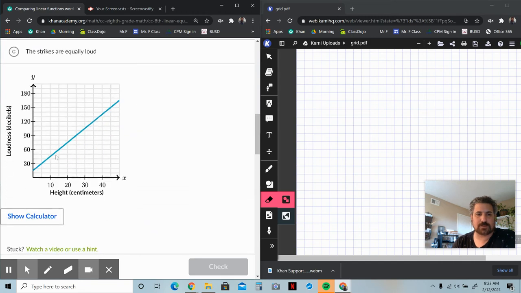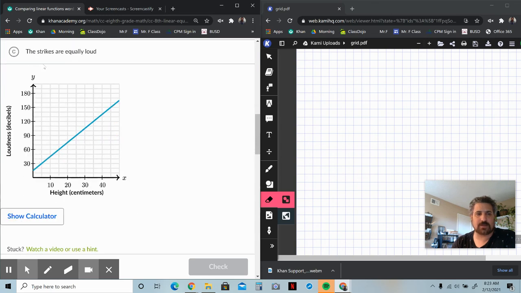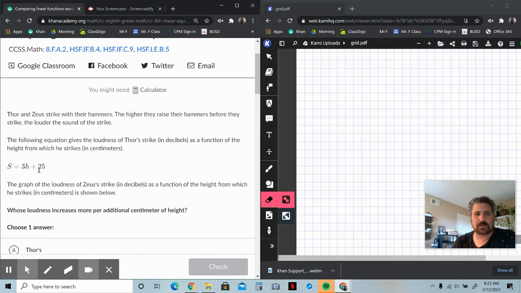Okay, so this is the function here. So basically, you're looking at it, you're seeing that the x-axis is the height and the y-axis is the loudness in decibels. So when you're looking at the y-intercept here, plus 25, that's the height at which he's going to strike from.